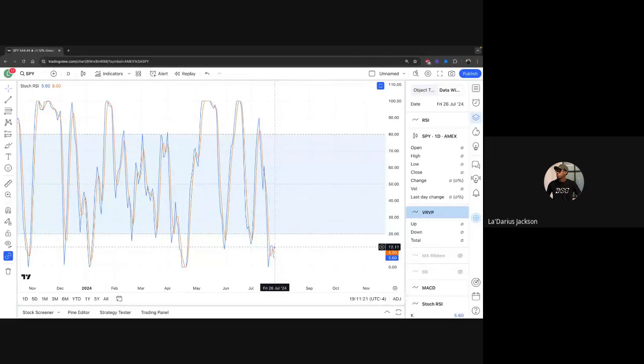So the thing about it is that this is in a good position right now, right? This is in a good position for a trade to the upside, because it's already bottomed out. It just hit 0. It's sitting at 5.